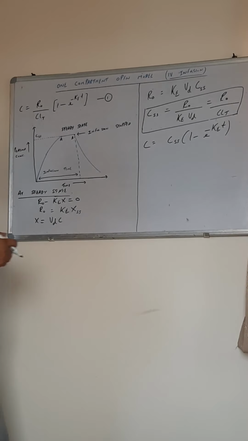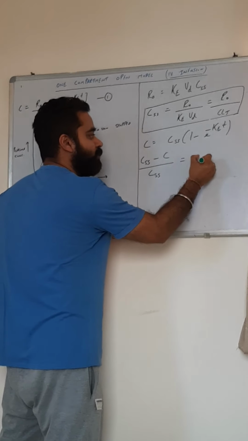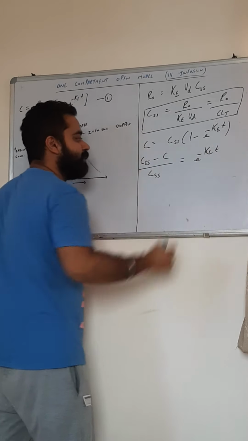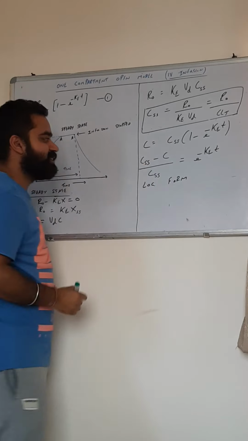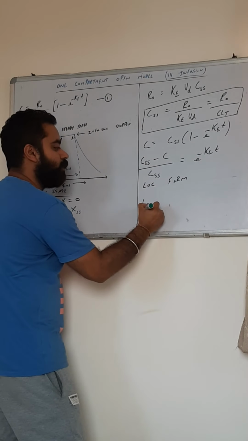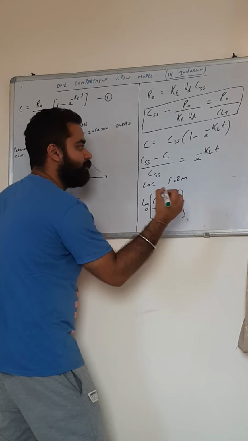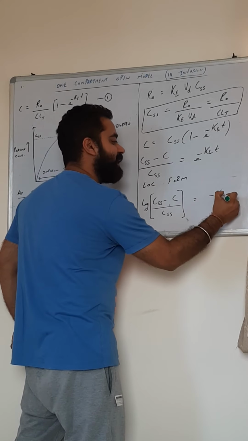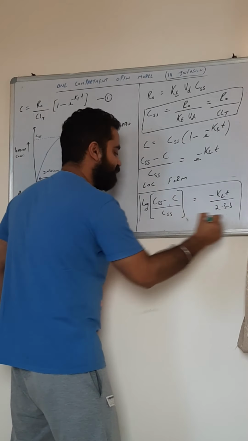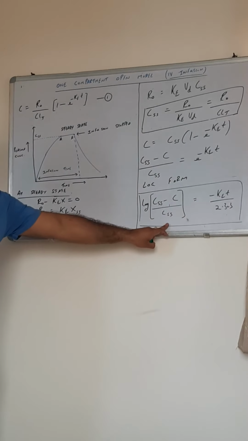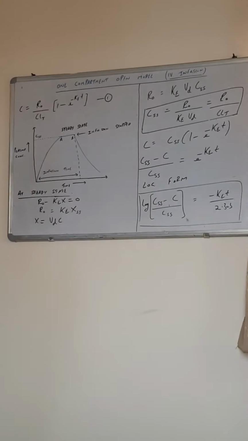On rearrangement of this equation, we get (CSS minus C) upon CSS is equal to e to the power minus KET. Converting this into log form, what will we get? Log of (CSS minus C) upon CSS is equal to minus KET upon 2.303. This is the final expression for the one compartment open model IV infusion.